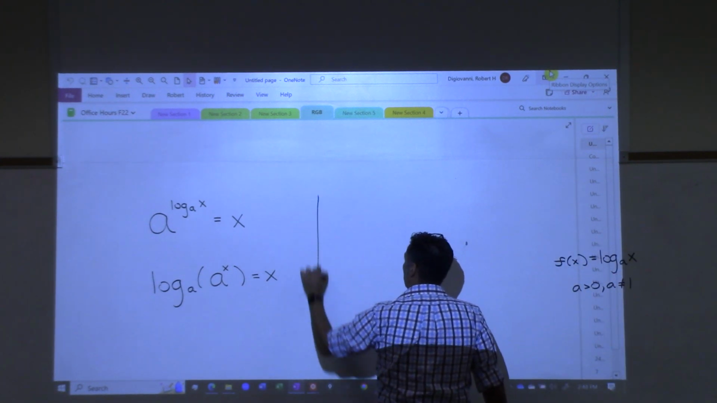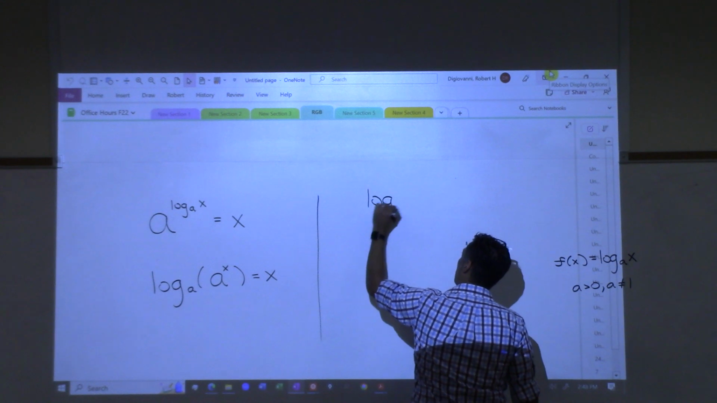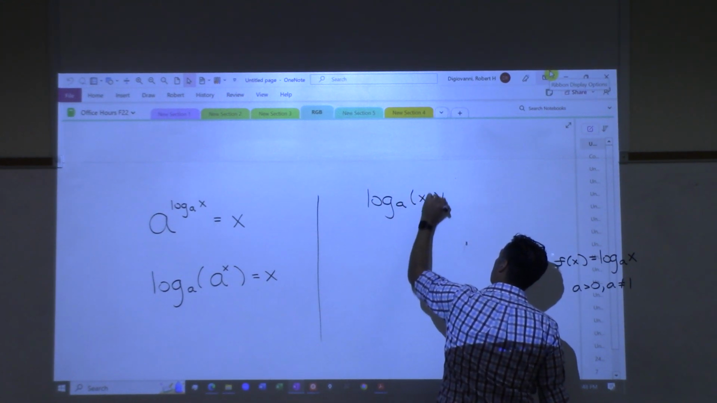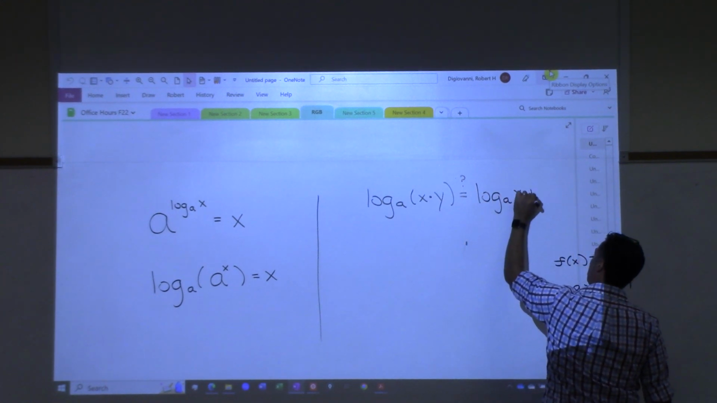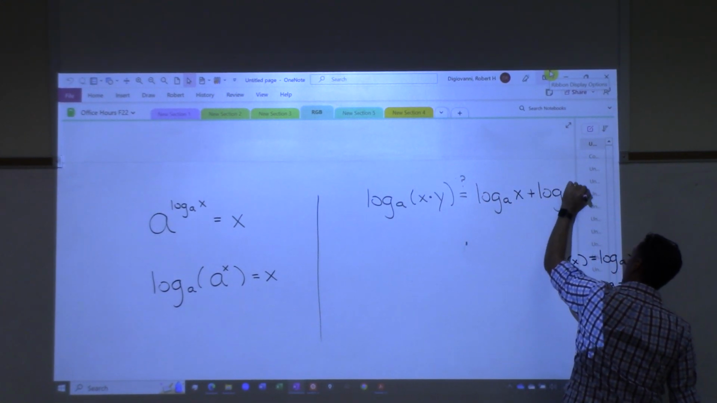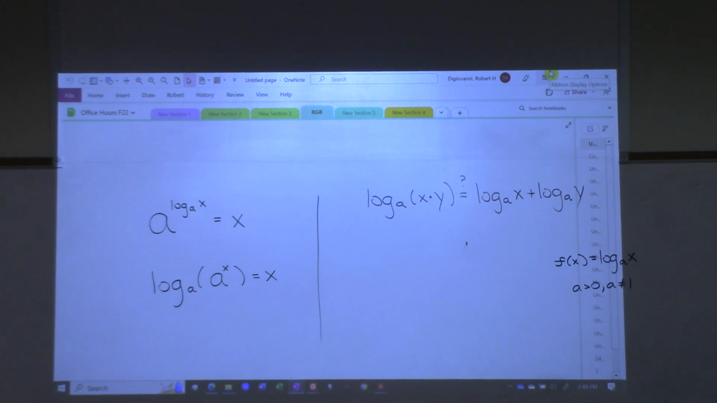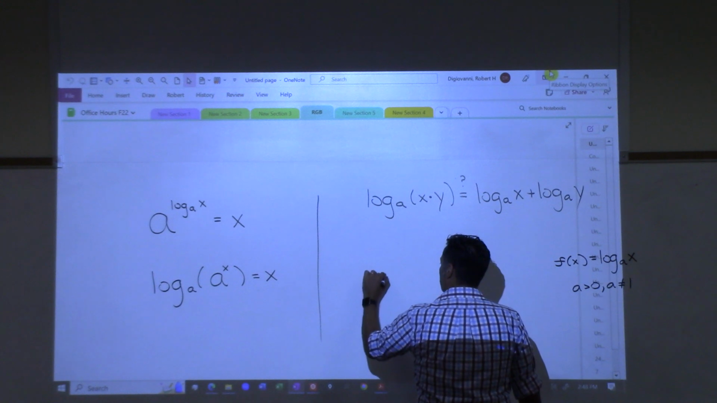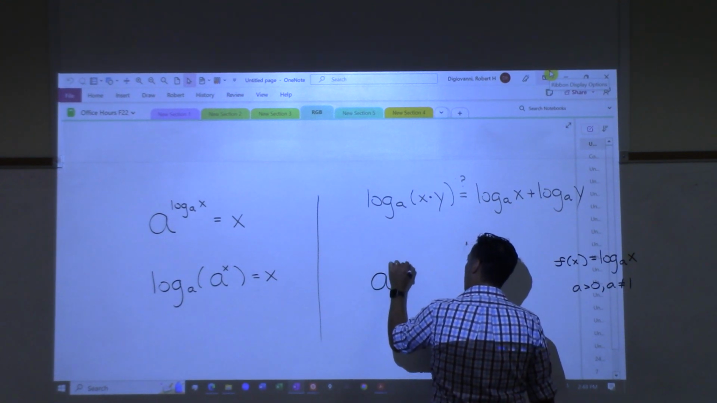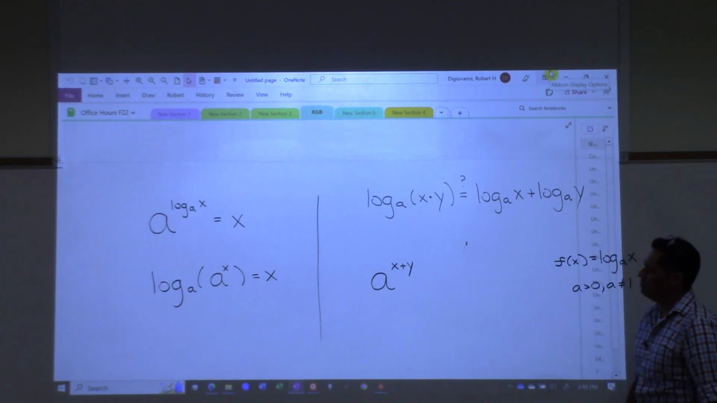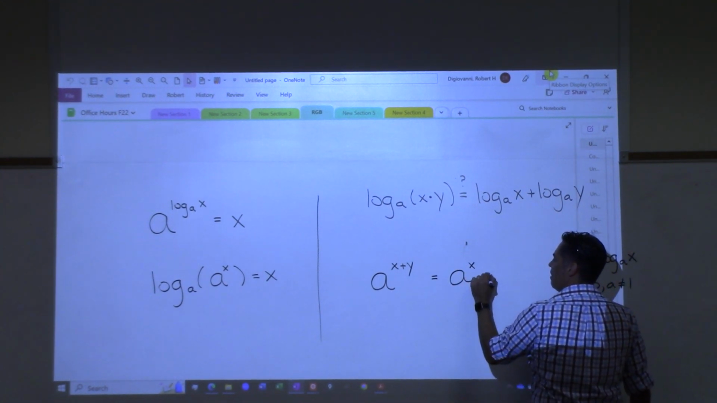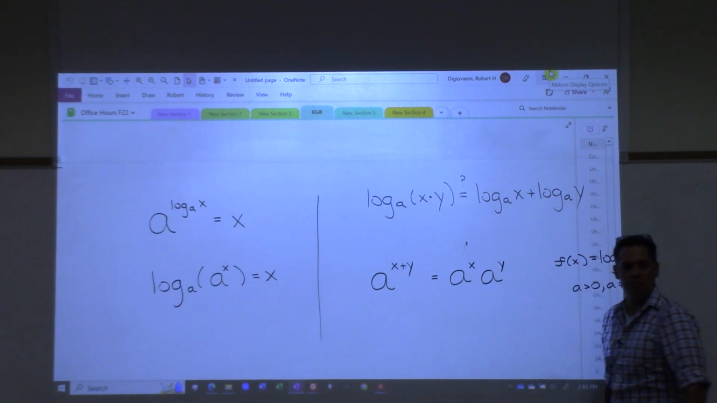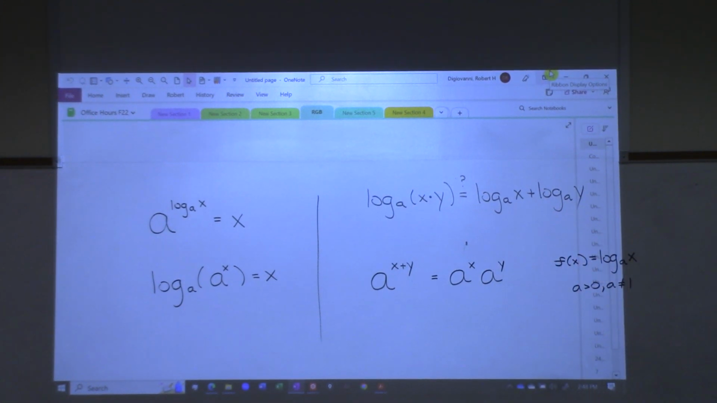So the question I'm being asked is, why is log base a of x times y equal to log base a of x plus log base a of y, right? Like, why is that true? Well, what I could do is start by looking at what is a to the x plus y? That's a to the x times a to the y. Do we buy that? Yes?